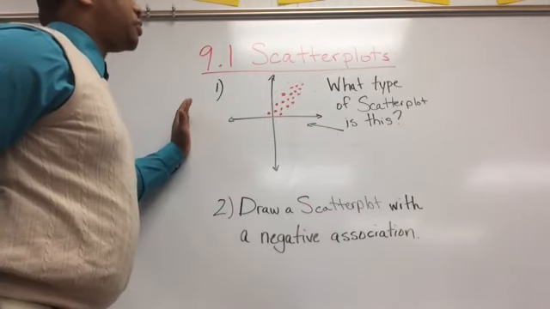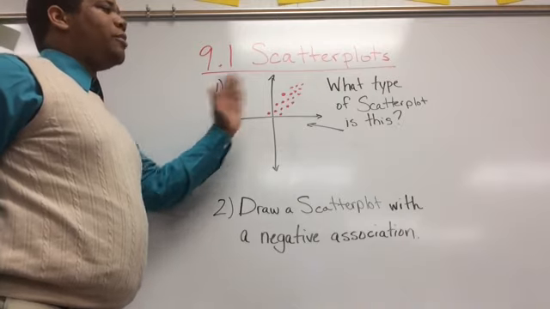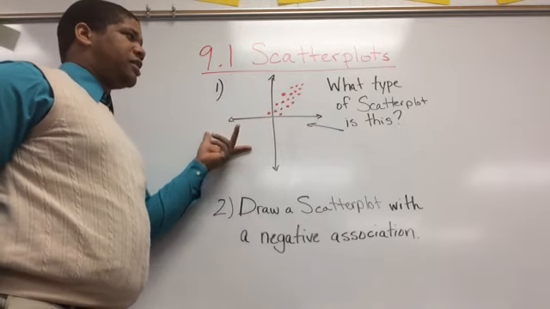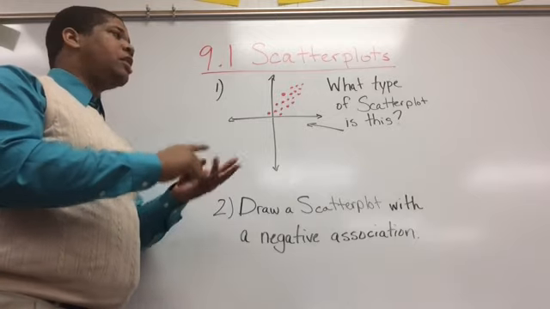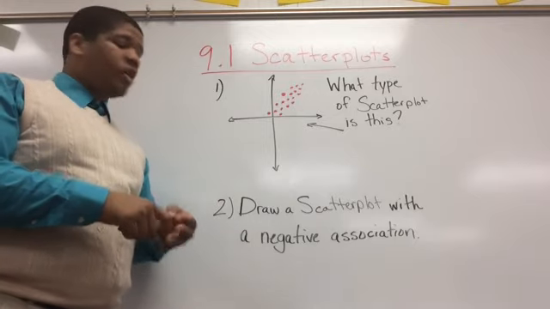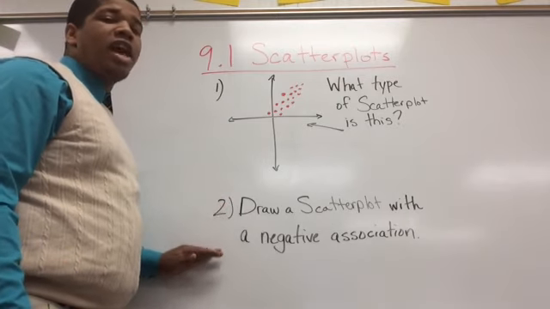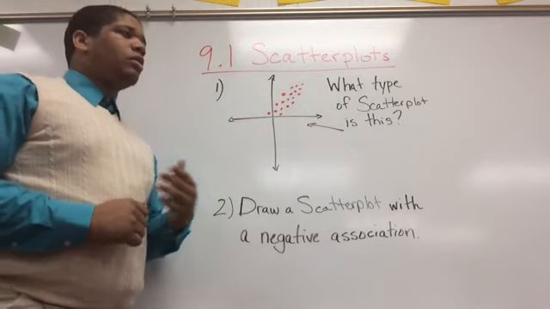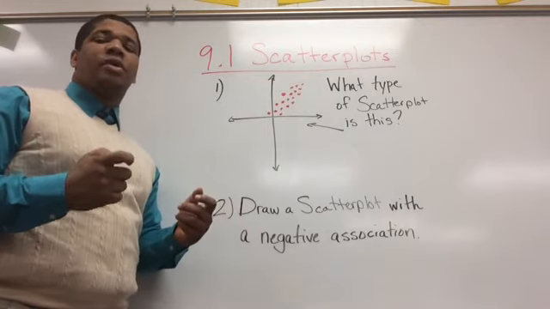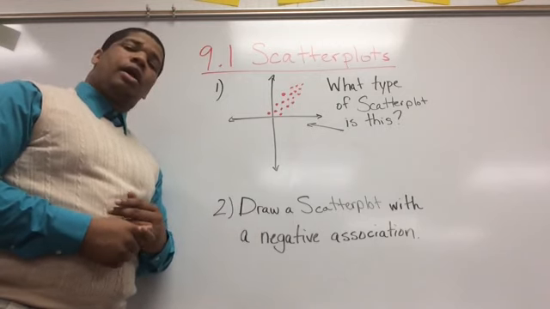Here are your two practice problems for tonight. First of all, look at this graph and tell me what type of scatter plot this is. Is it a positive association, negative association, or no association? And then for the second one, I want you to draw a scatter plot with a negative association. Remember to do these practice problems, take a picture of them, and turn it in as an assignment on Edmodo, and good luck.